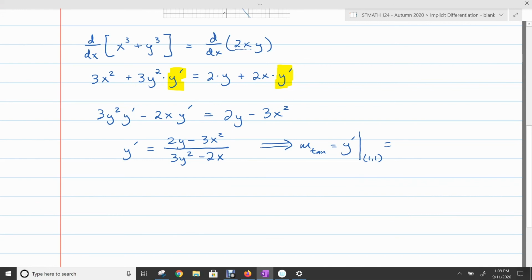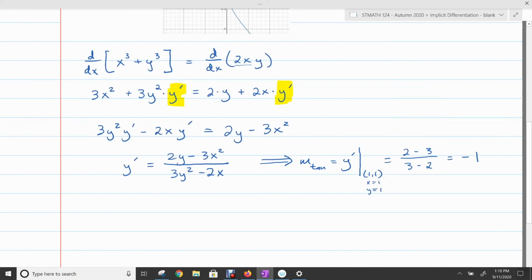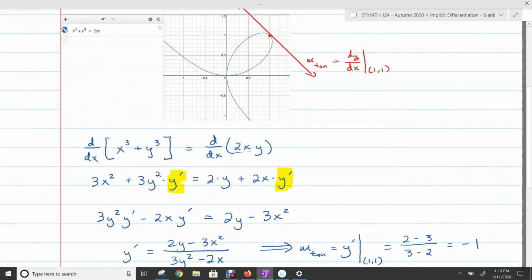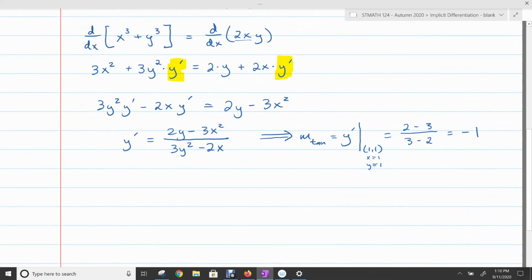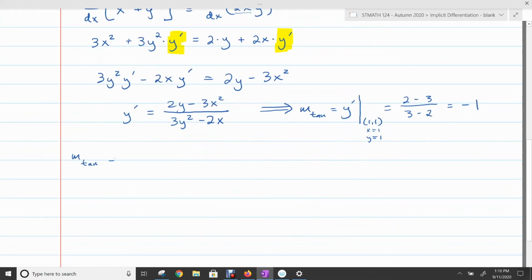So that just means put x equals 1 and put y equals 1 into the derivative formula. So I'll get 2 times 1 is 2, minus 3 times 1 squared is 3, over 3 times 1 squared is 3, minus 2 times 1 is 2. So that looks like -1 over 1, so it comes out to -1. That's kind of what I suspected it was going to be just from looking at the picture. It looked like a -1 slope. Great. Okay, so now I have my slope. So m tan equals -1, and my point on the curve is (1, 1).